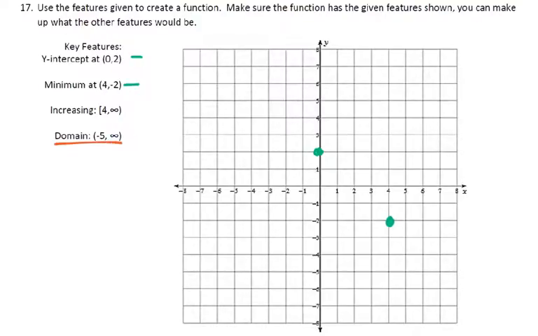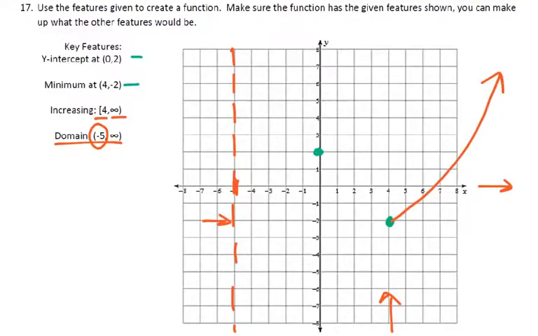Now, my domain. My domain tells us where we start and where we end. So my leftmost point is going to be negative 5. So that's where it starts, somewhere on this line here. But remember, since that's my lowest point, we can't start lower than that. And it goes till infinity, so it's going to keep going to the right. Okay, we also know it's increasing from 4 to infinity. So at this point 4 here, it's going to start increasing. So somehow it's going up and just keeps going.